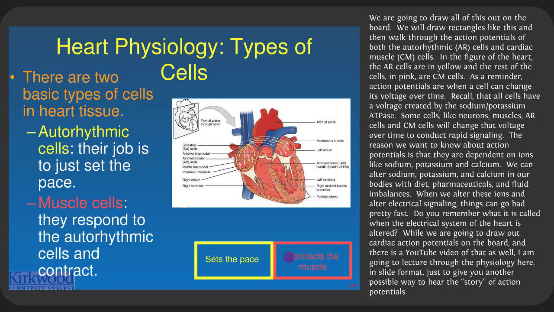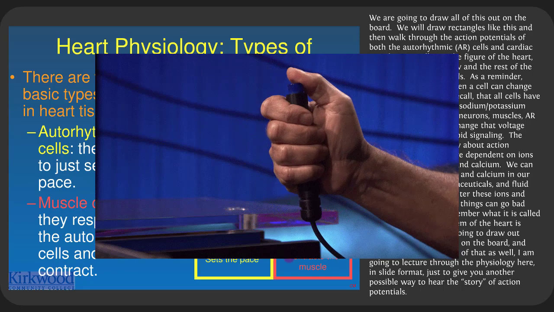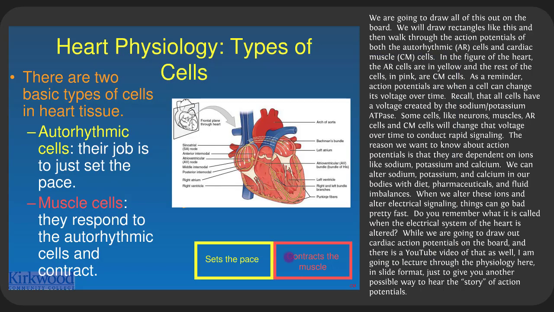Do you remember what it was called when the electrical system of the heart is altered? So there was blood, electrical system, and muscle. While we're going to draw out cardiac muscle action potentials on the board, and there's a YouTube video of that as well, I'm going to lecture through the physiology here slightly in slide format just to give you another possible way to hear the story of action potentials. It's called cardiac arrest.